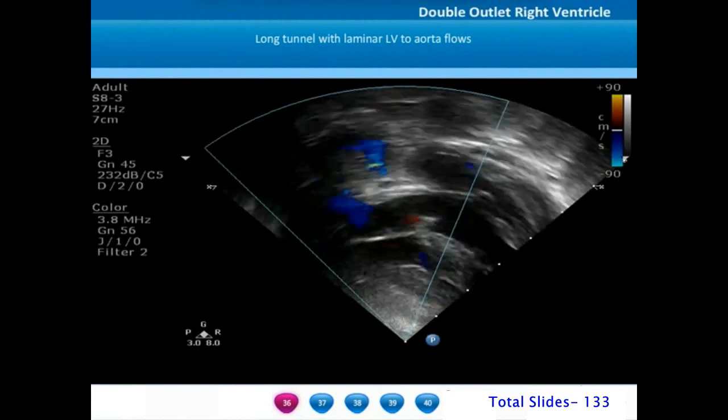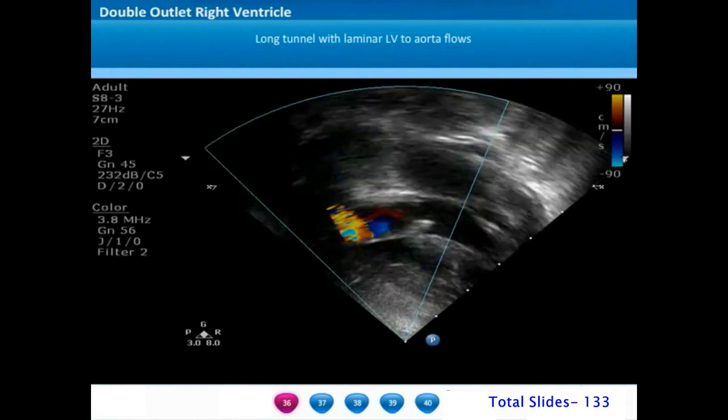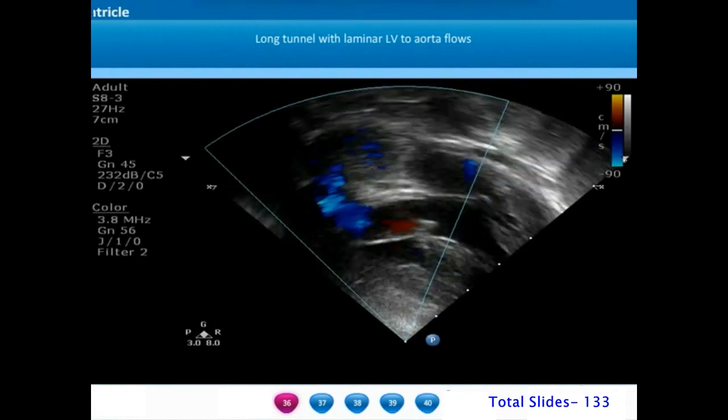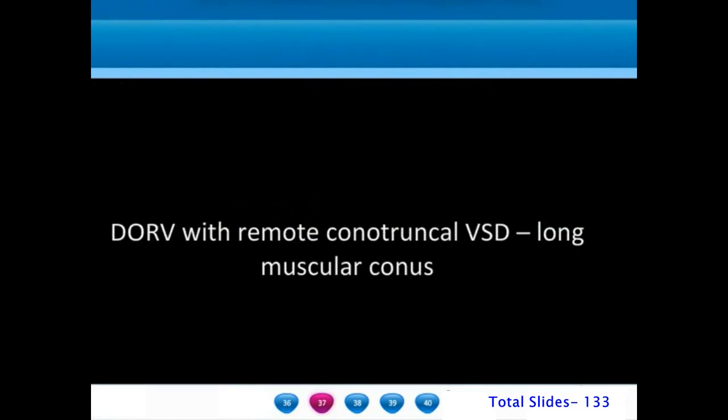On color flow imaging, there is no obstruction to the left ventricular outflow tract now created by the long intraventricular tunnel patch. However, there is trivial aortic incompetence. We need to understand that in double outlet right ventricle with subaortic VSD, all the ventricular septal defects will not be located immediately below the aortic valve. In some patients, they may be anatomically separated from the aortic annulus by a long conal septum. We'll see one example of a double outlet right ventricle with a remote but conotruncal VSD associated with a long muscular conus.